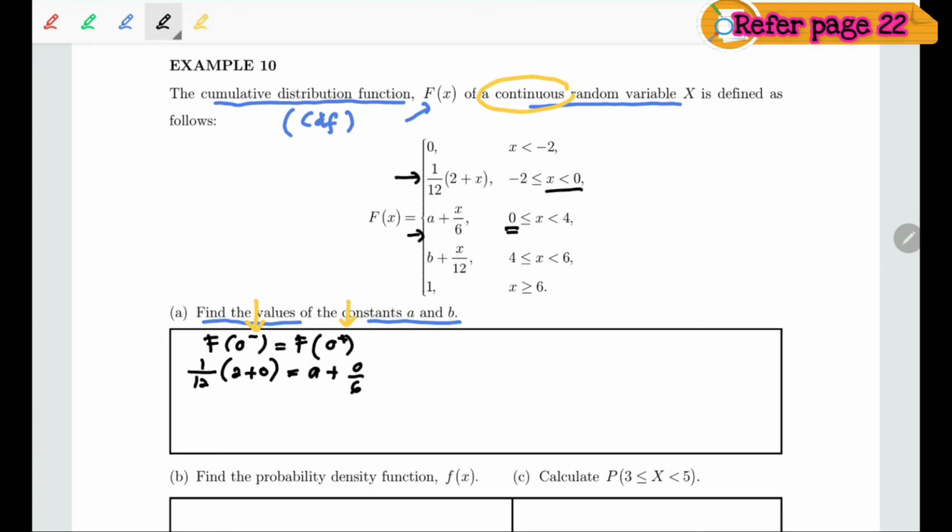Right, so we are going to solve it. For the left side, we have 1 over 6. The right side, you are going to have the a. So a is 1 over 6.